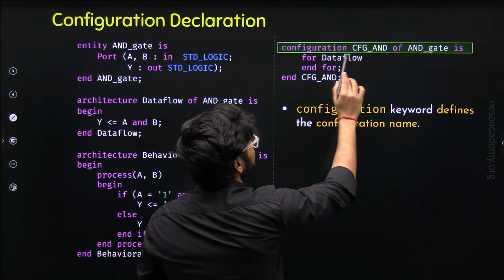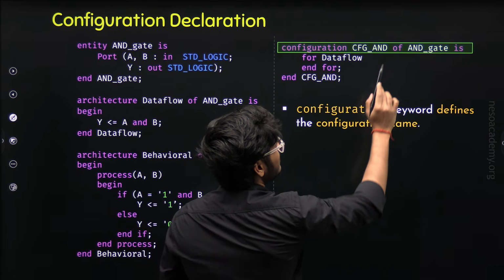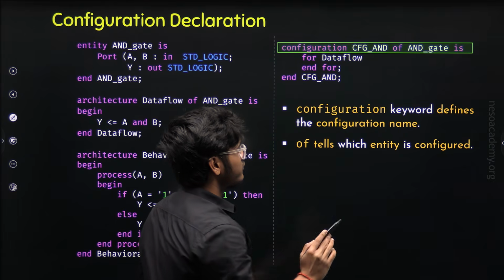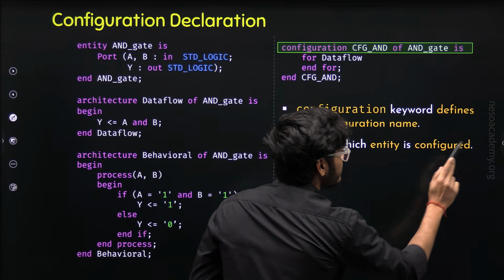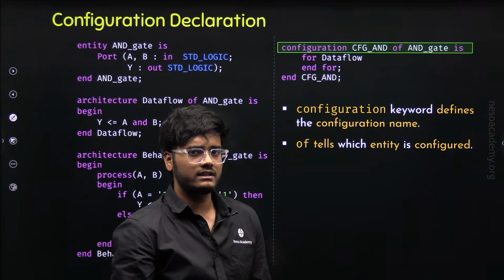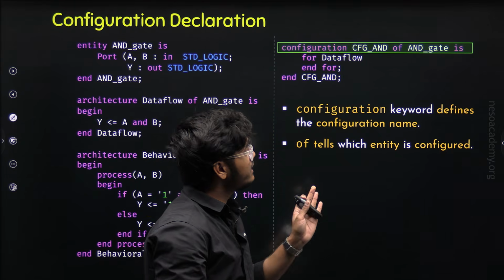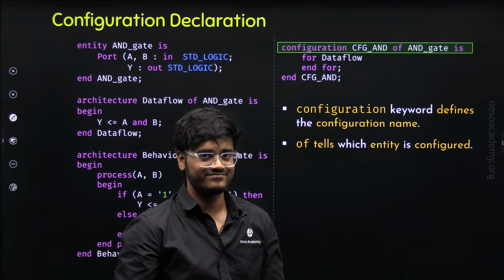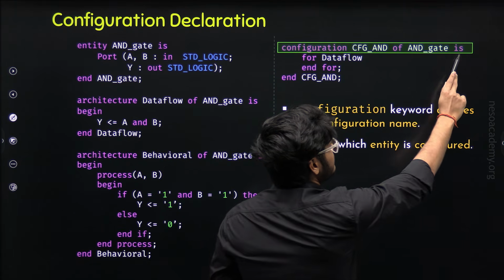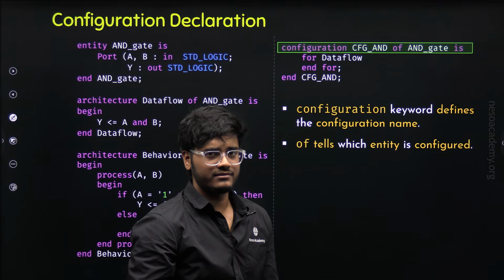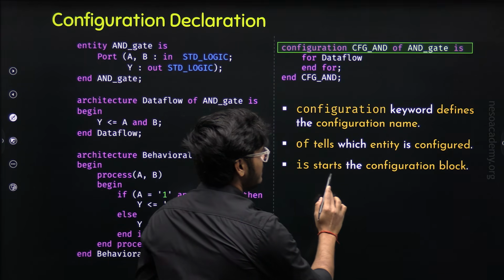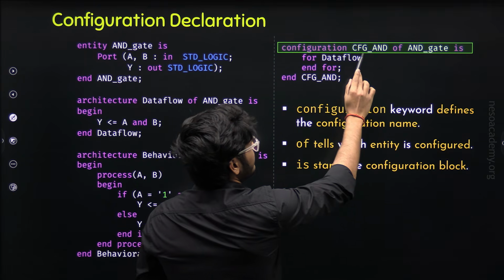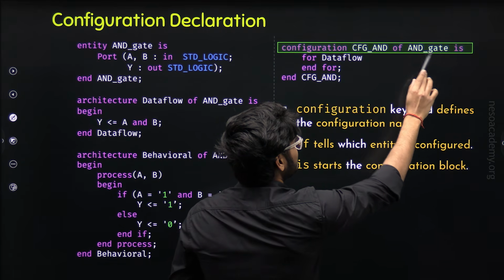Means you can give any name. So configuration CFG underscore and of entity and underscore gate is. The keyword of tells which entity is configured. Means of keyword tells we are using configuration CFG underscore and for the entity and underscore gate. And the last keyword is used to initialize the body. Means keyword is starts the configuration block. Overall, first line declares the configuration name for the entity and underscore gate.